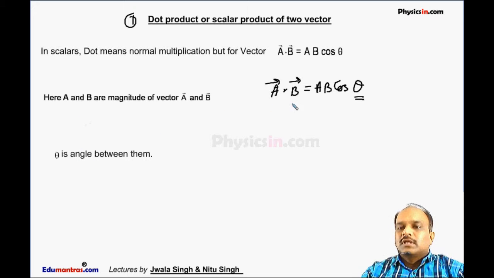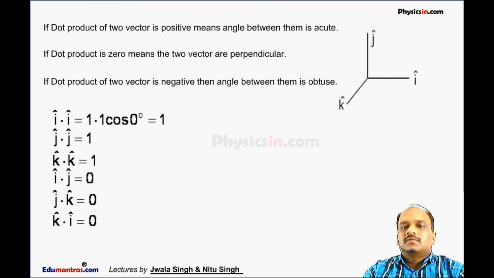It is also called a scalar product because the result is actually a scalar. A dot B may be positive, may be negative, may be 0. If A dot B is positive, the angle between them is acute. If the dot product is 0, the two vectors are perpendicular. If the dot product of two vectors is negative, then the angle between them is obtuse. These are the three conclusions we can draw while taking the dot product of vector A and vector B.